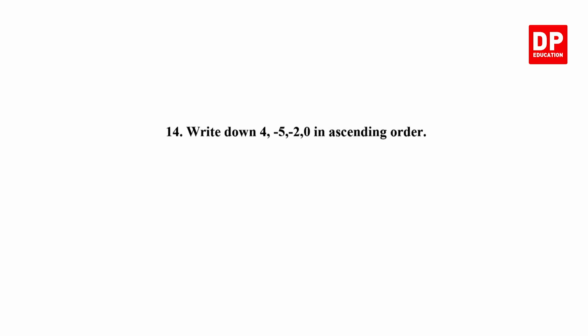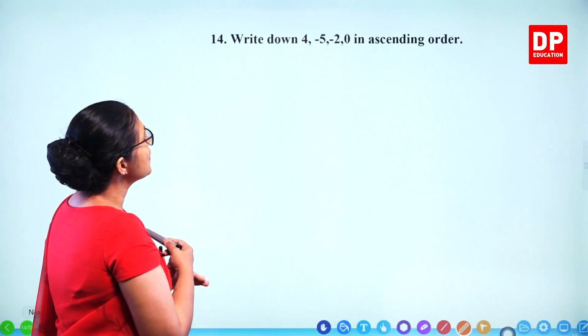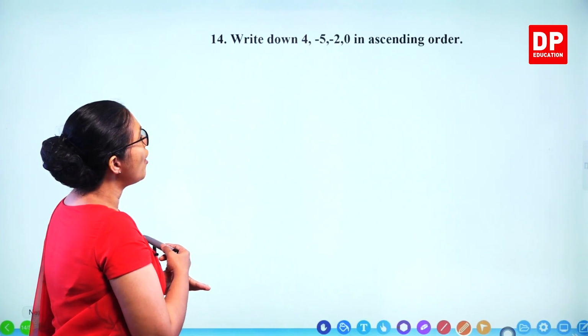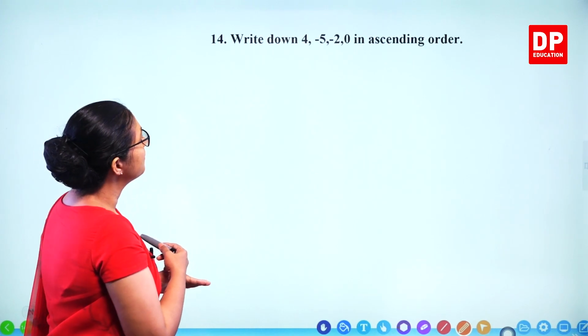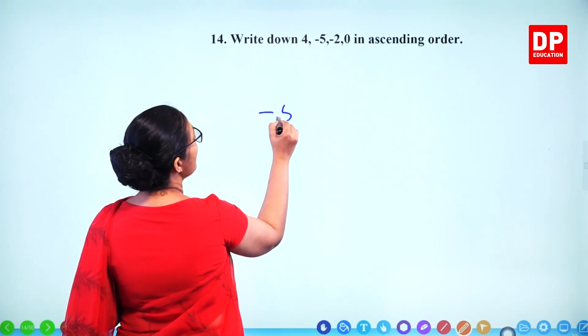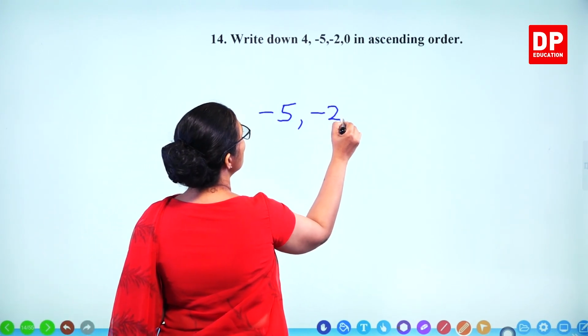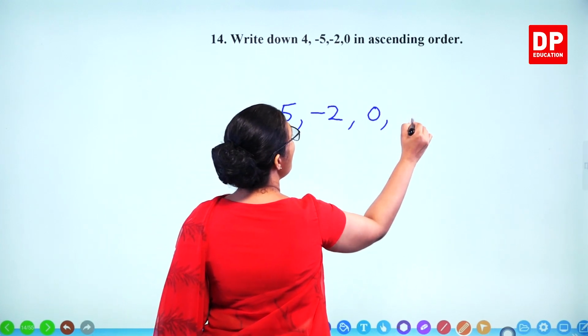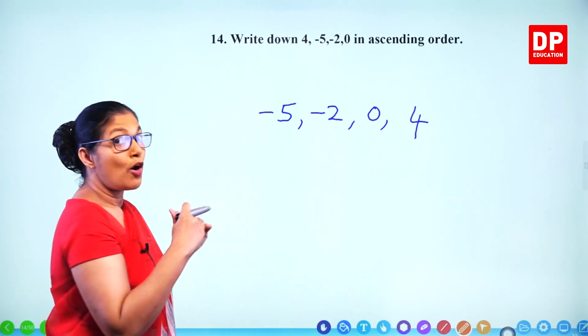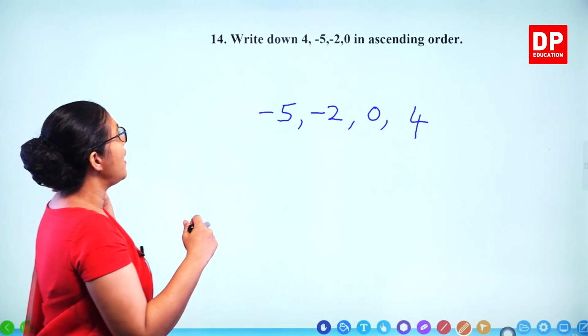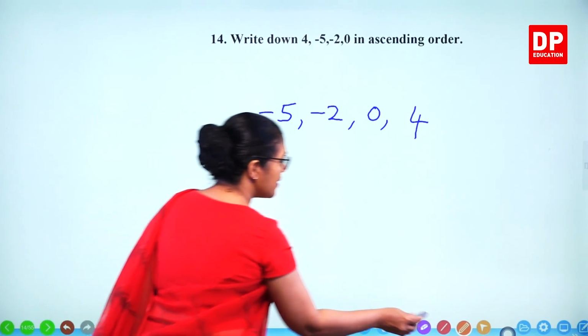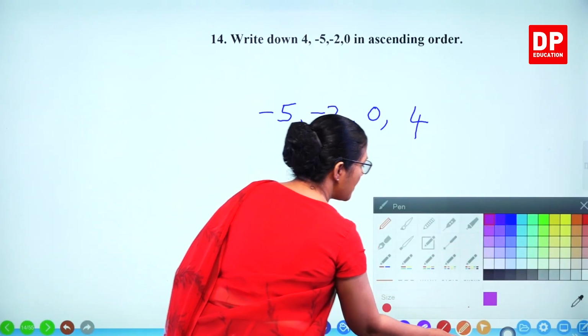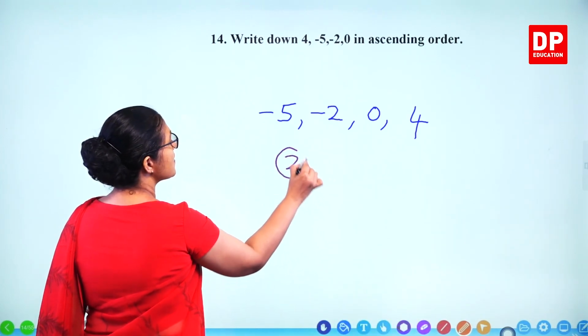Question number 14. Write down 4, -5, -2, 0 in ascending order. Smallest, that means -5. Then -2. Then you get 0 and 4. So think about the number line. Start from left and go to the right side. You write in ascending order. So 2 marks.